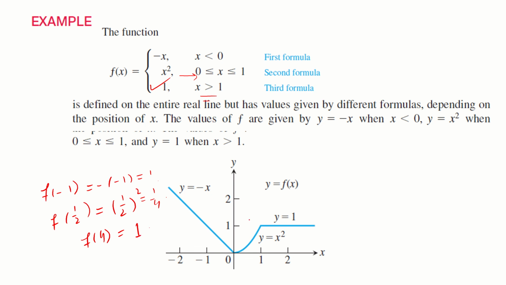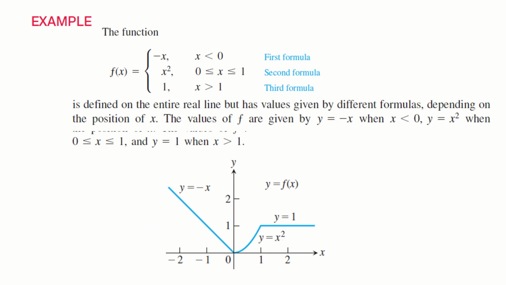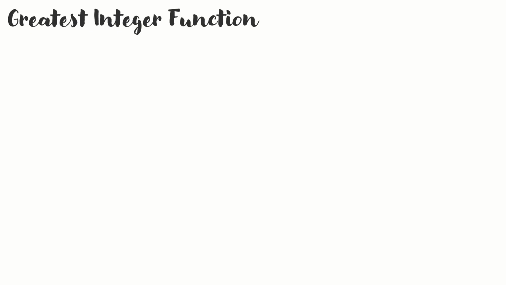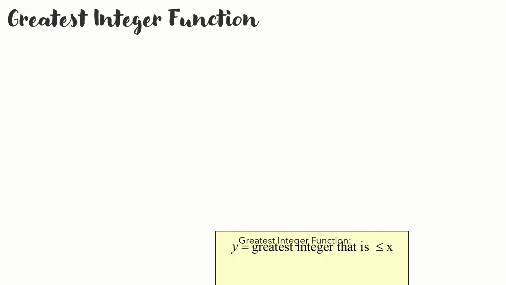And that's the graph of this function, because for the left it is just a straight line, it's minus x. Between 0 and 1 it's a parabola, and after 1 it is simply a constant function, y is equal to 1. This is another example of piecewise defined function. These are some well-known piecewise defined functions as well.